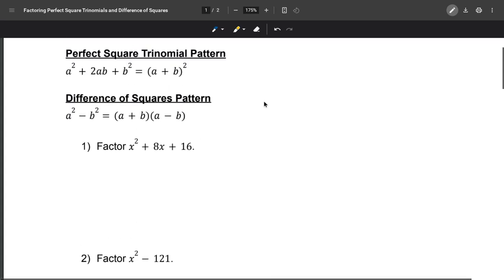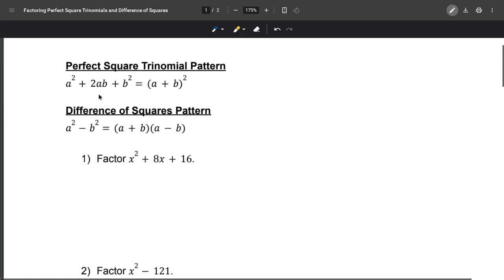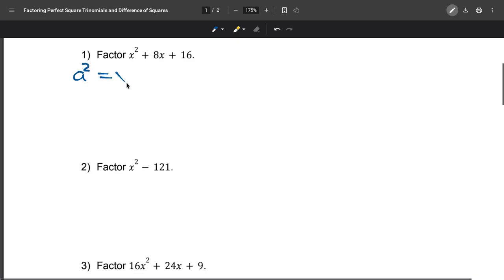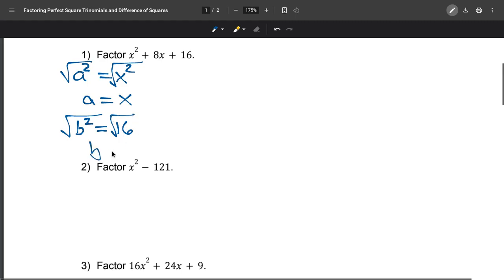So if we look up here, the perfect square trinomial pattern is a squared plus 2ab plus b squared equals a plus b squared. So if we want to check to make sure that this is a perfect square trinomial, we'd say, well, a squared has to equal the first term, x squared. So we'll take the square root of both sides, and we get a equals x. Okay, so b squared, well, that's going to be the last term, which is 16. We'll take the square root of both sides, and we'll get b equals 4.